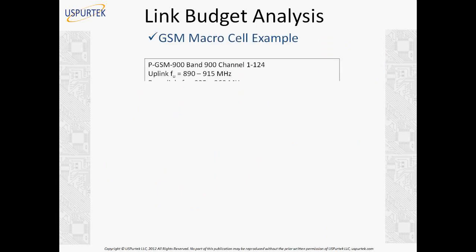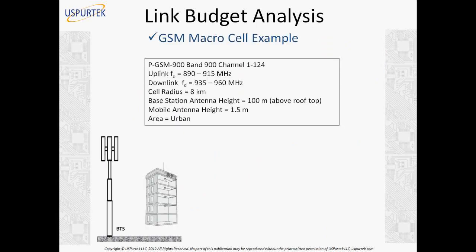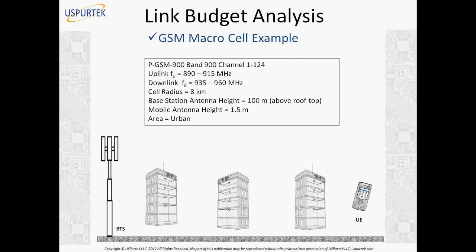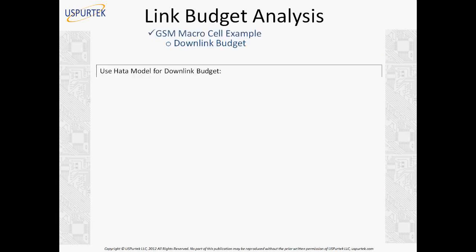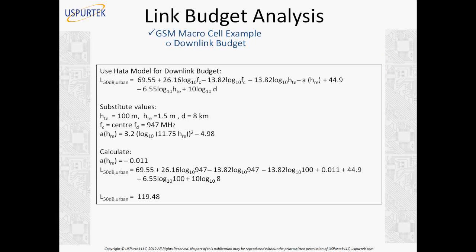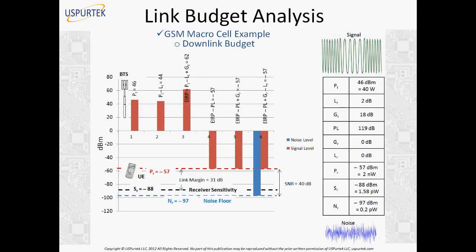Okay, now for the GSM macro cell, we have a little lower frequency range for uplink and downlink. This is band 900, channel 1 to 124, and let's see what happens here. Here we are back to our HATA model. We can use the HATA model here. We got a median path loss of 119.48 dB. Work out the calculations in this chart.